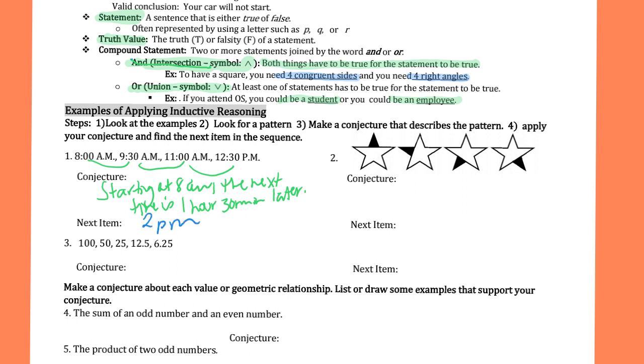So following that procedure. Okay, look at those stars. Again, here is a sequence of things. We've got examples and we look for a pattern. That's step 2. And then we can make a conjecture about what describes the pattern and then apply it to give you the next term. So those are kind of the steps for using inductive reasoning on patterns.